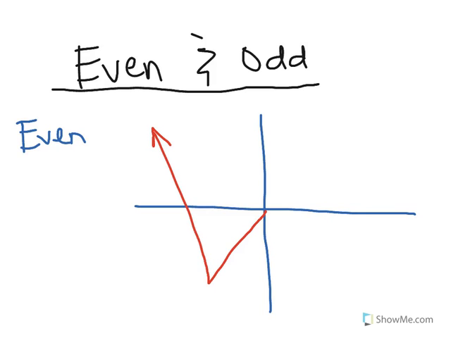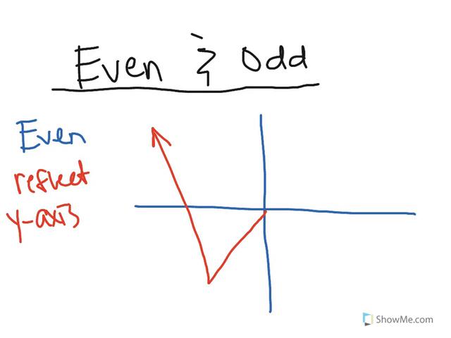Okay, quick review on even and odd functions. Basically, if we have a graph, it really doesn't have to be a function, but if you have a graph that is even, then what's going to happen is your graph is going to be reflected across the y-axis.